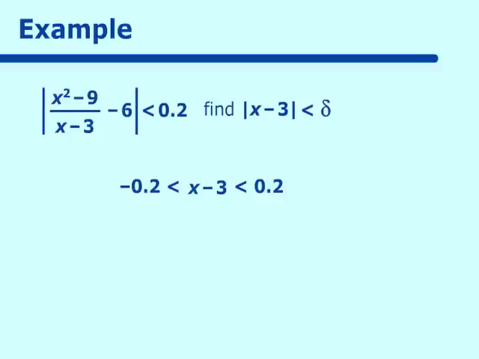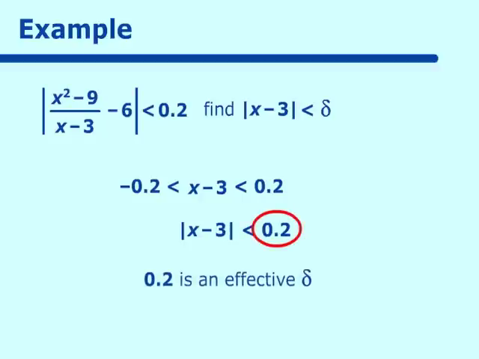We can put that back in absolute value form and say the absolute value of x minus 3 is less than 0.2. So in this case, our delta is 0.2. So we say 0.2 is an effective delta. Or we can say delta has to be less than or equal to 0.2, or 2/10, which means the furthest we can go out in limiting values for our delta will be 0.2.